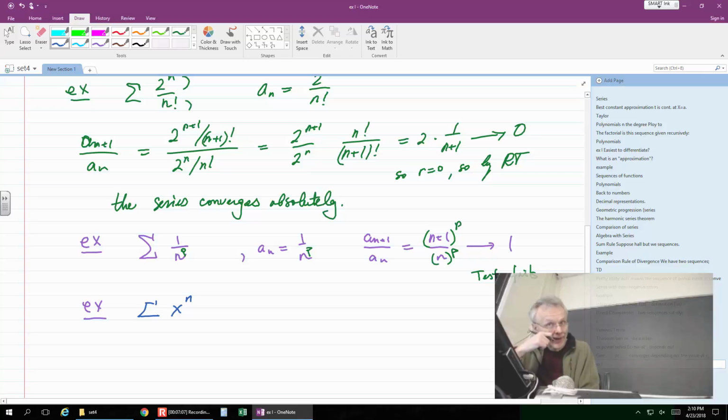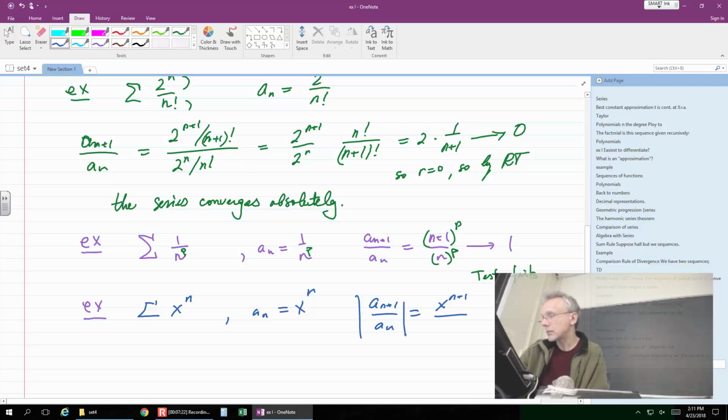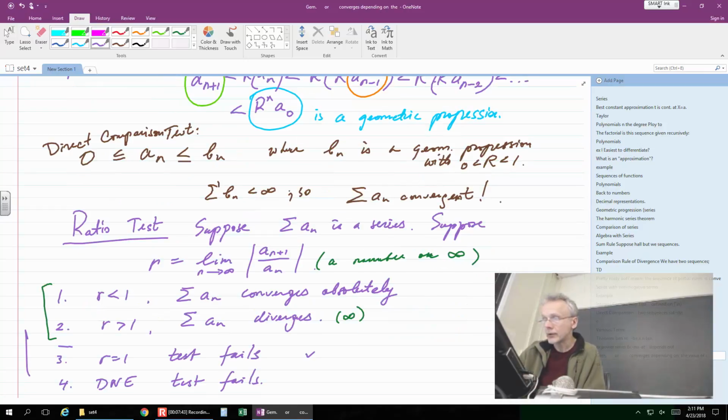The answer will depend on x, right? So a_n is equal to 1, x to the n. Then a_(n+1) over a_n is equal to x^(n+1) over x^n, which gives me the absolute value of x. As you can see, it does not depend on n, which means the limit itself is |x|, so I don't have to write the limit here. This is my r.